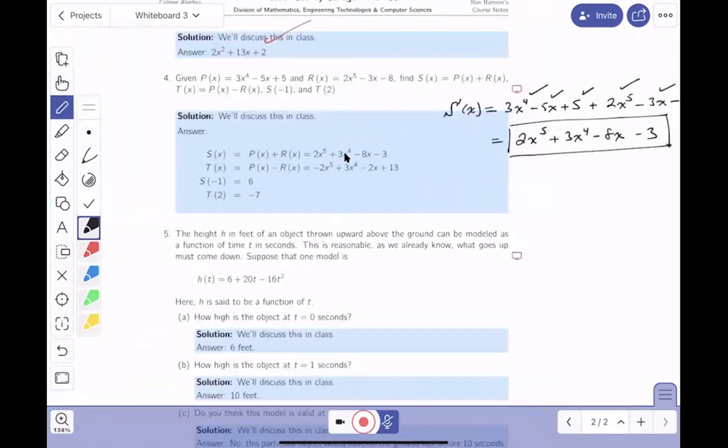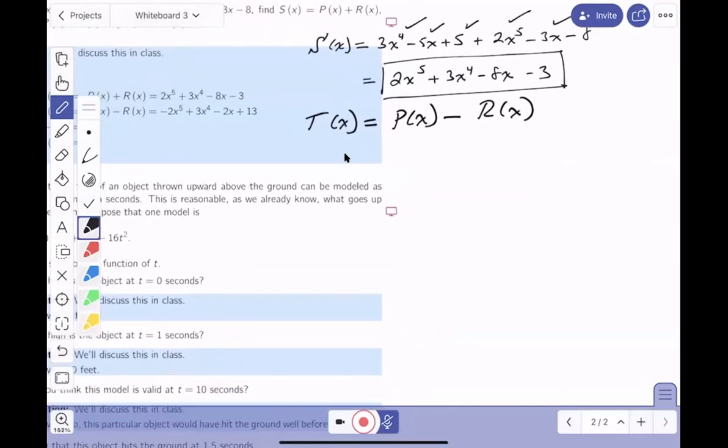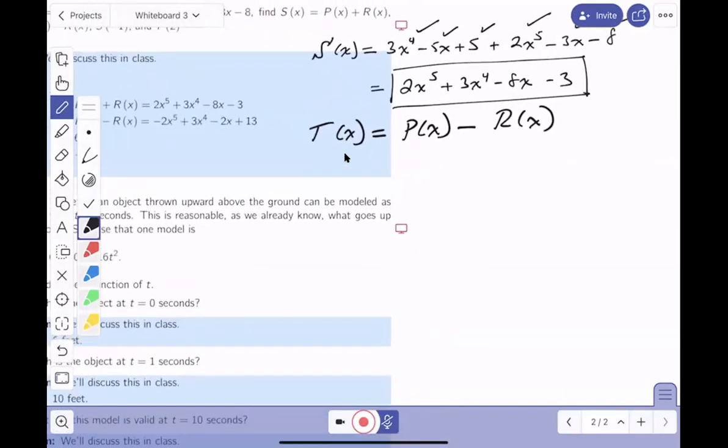What else do they want me to do? They want me to do T of x. I'll write this over here for you. And what's T of x? It's P of x minus R of x. Subtractions tend to be a little more complicated, but I can still write it down. What's P of x? 3x^4 minus 5x plus 5.